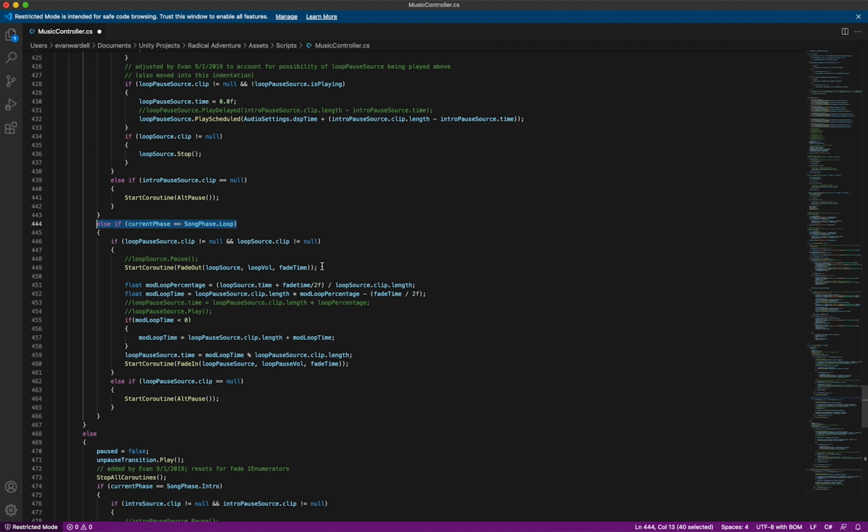The fadeout for the currently playing source, that is, the regular unpaused level theme, is fairly simple, as I only need to initiate a separate fadeout coroutine I've created, fading it out over a designated fade time value. For the slower pause music coming in, however, the fade in is a bit more complicated.